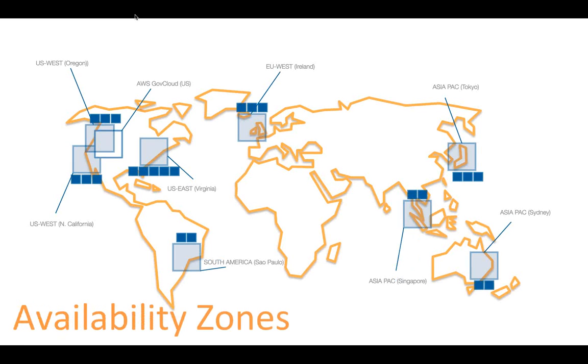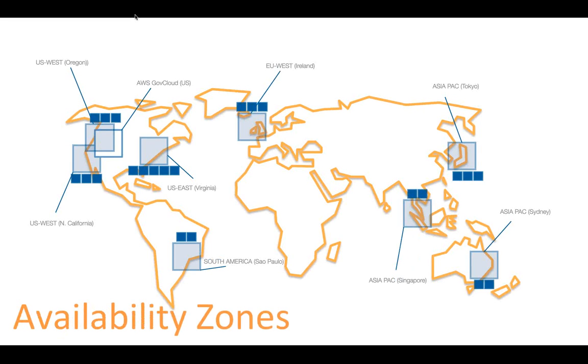Now within each region, there are two or more availability zones. An availability zone is a geographically separate cluster of data centers. It has its own set of power feeds, its own network connectivity, it's in a physically separate location, they're located in low-risk areas as you would imagine, and they're interconnected with low latency network links. What this means is that conceptually you have access to multiple data centers, if you think about it from a conventional perspective, where you can deploy your resources.